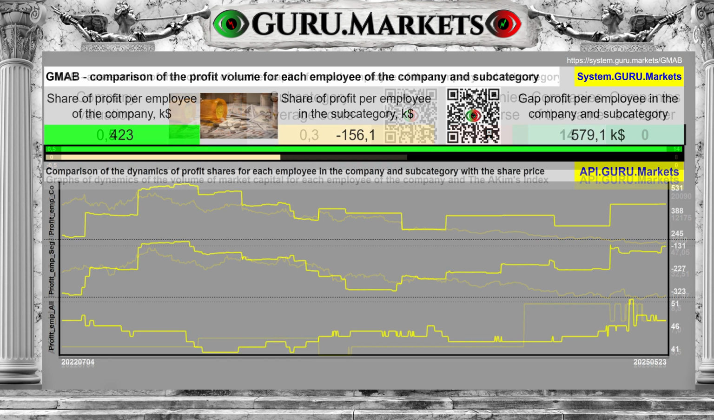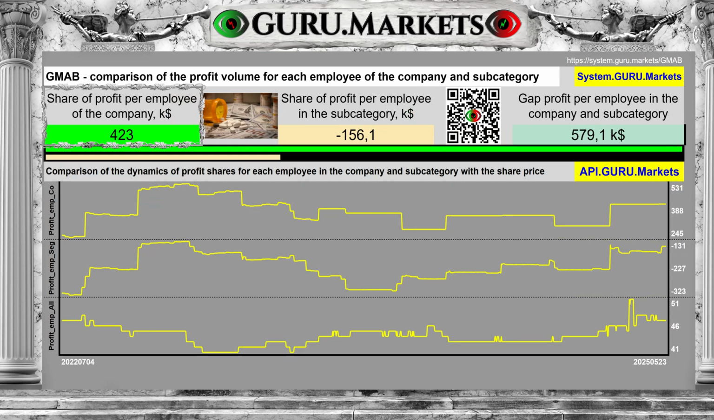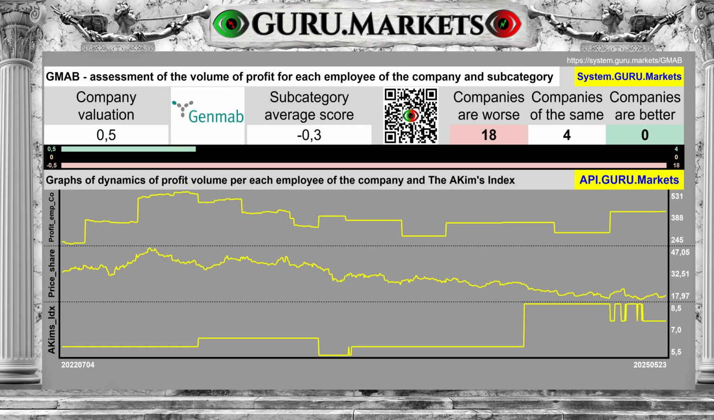The profit per employee is $423,000. Average for the subcategory, -$156,100. And the difference between the average for the subcategory and the company's figures is $579,000. Evaluation of profit per employee in comparison with the indicators of companies in the subcategory: good, 0.5 points.